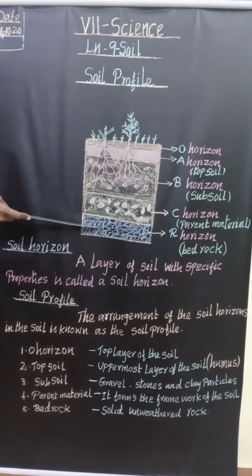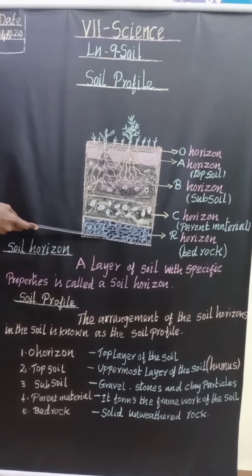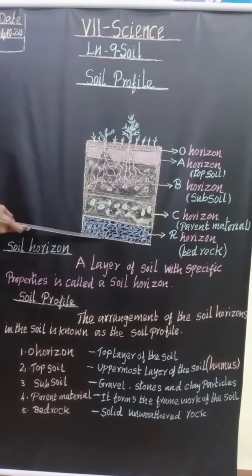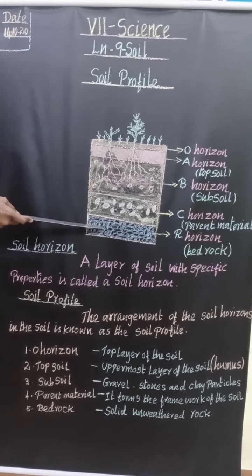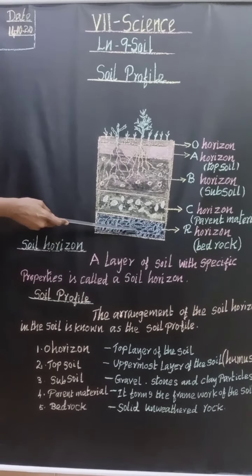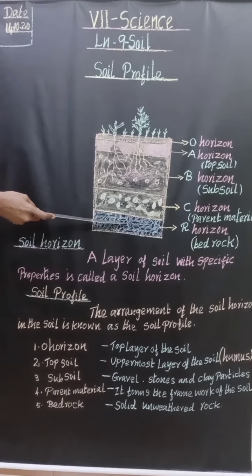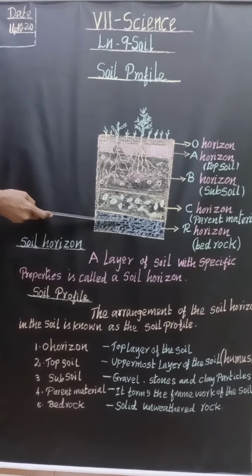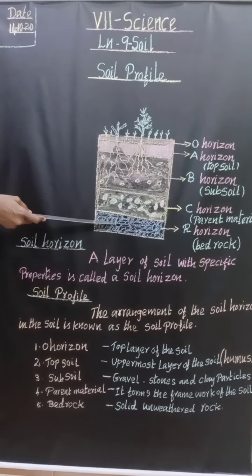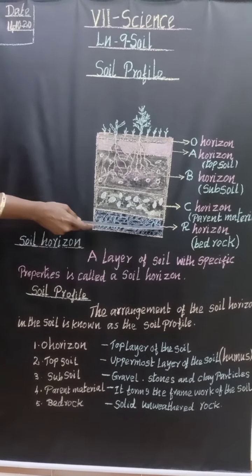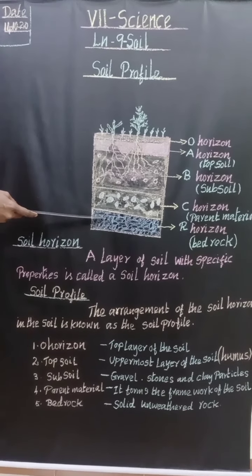Last one is called bedrock or R horizon. This bedrock is the layer below the C horizon and is made up of solid weathered rock. It is non-porous and rainwater collects above it to form the water table.